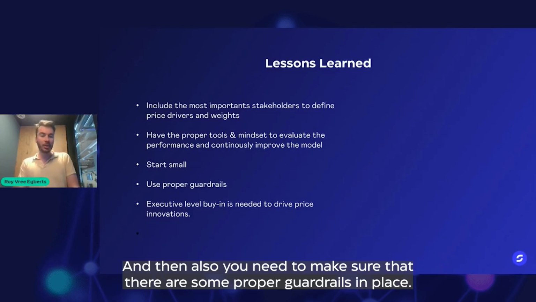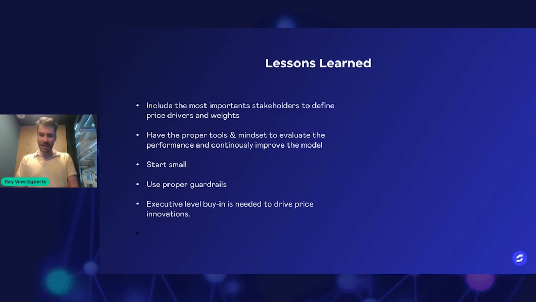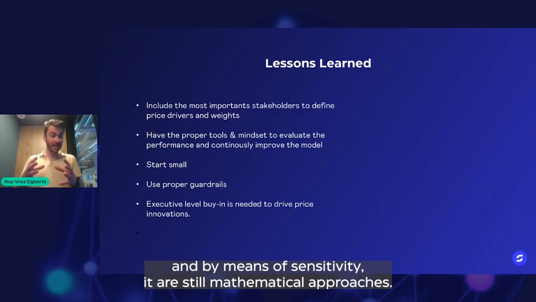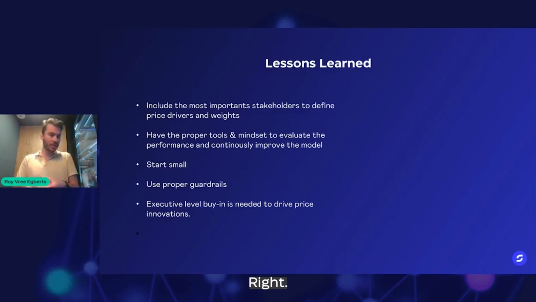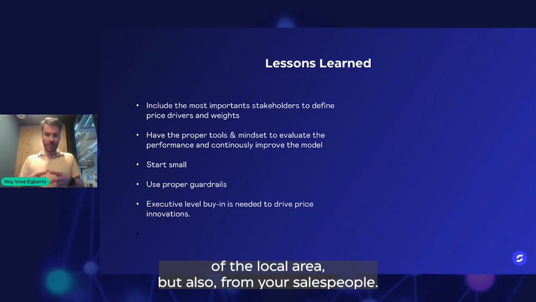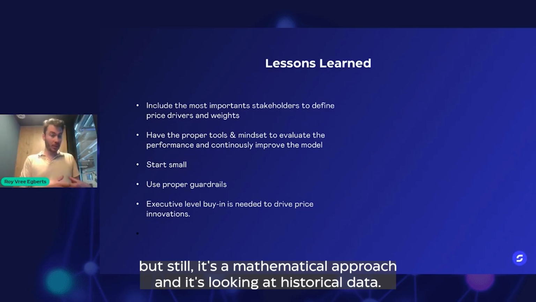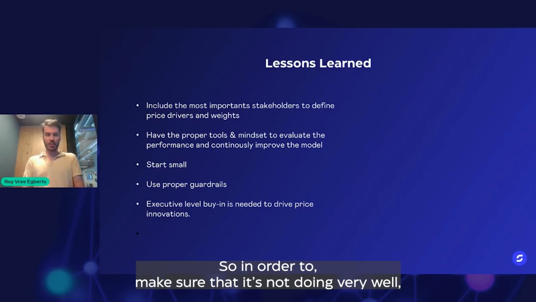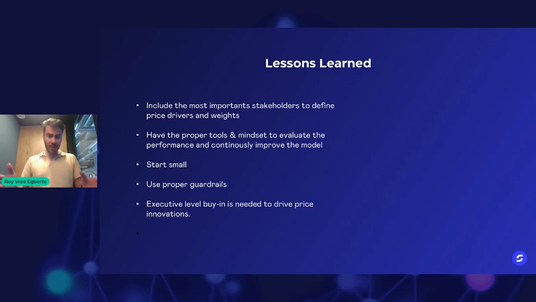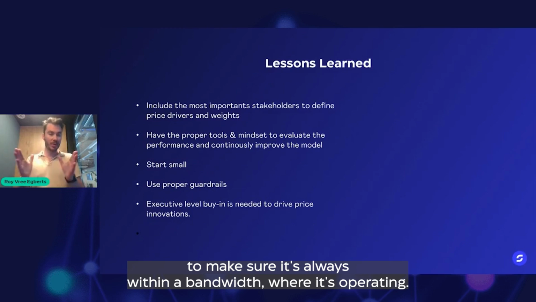And then you also need to make sure that there are some proper guardrails in place. By means of elasticity and sensitivity, these are still mathematical approaches, right? And we take into account, of course, the expertise of the local area, but also from your salespeople. But still, it's a mathematical approach, and it's looking at historical data. So in order to make sure that it's not doing very wild things, you want to cap it at 2, 4, 6, 8, 10%, depending on what you feel comfortable with, to make sure it's always within a bandwidth where it's operating.